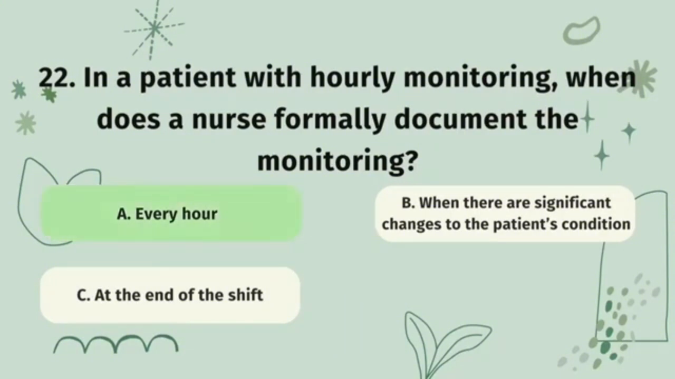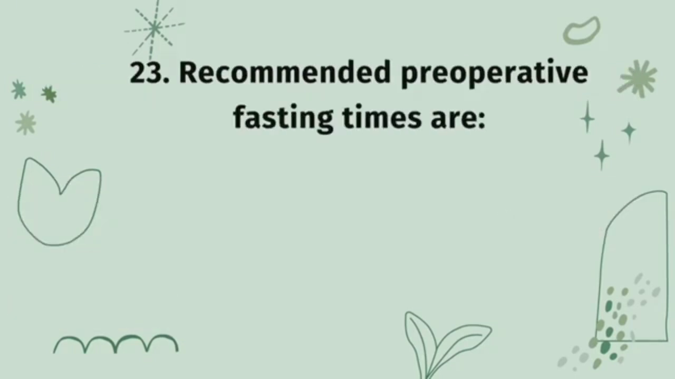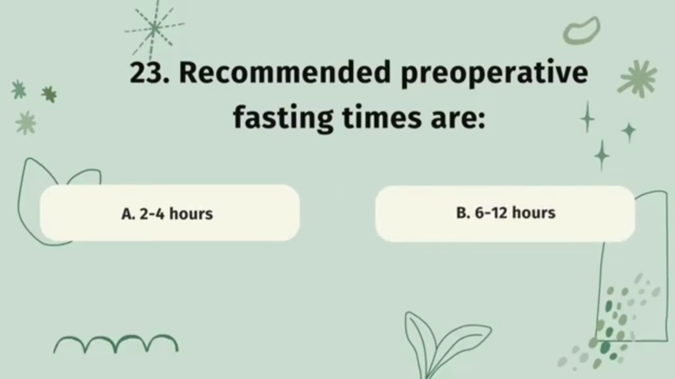The correct answer is A. Question 23. Recommended preoperative fasting times are: Option A 2 to 4 hours, Option B 6 to 12 hours, Option C 12 to 14 hours.